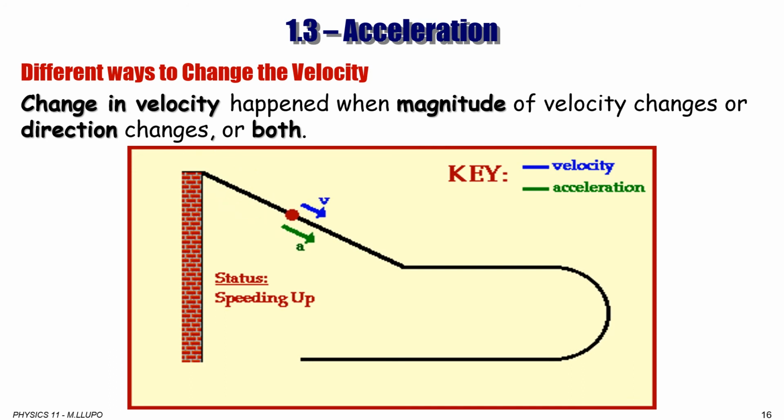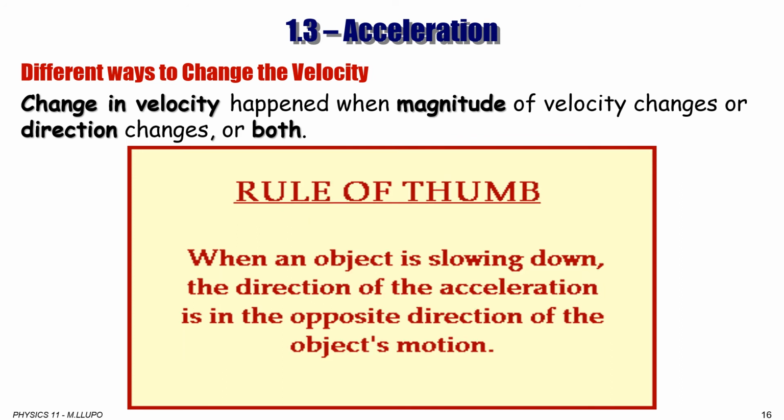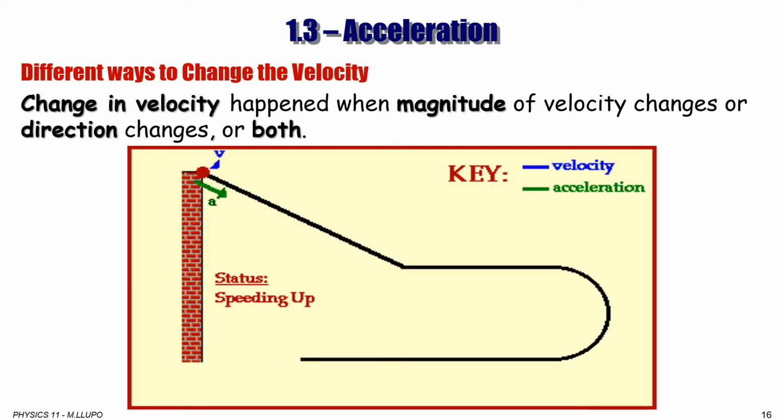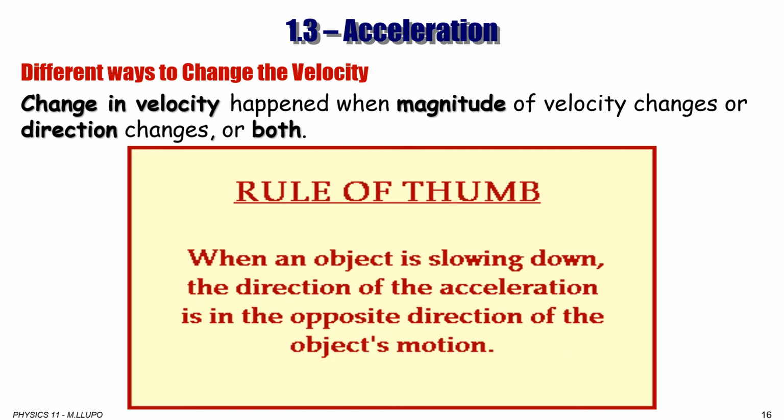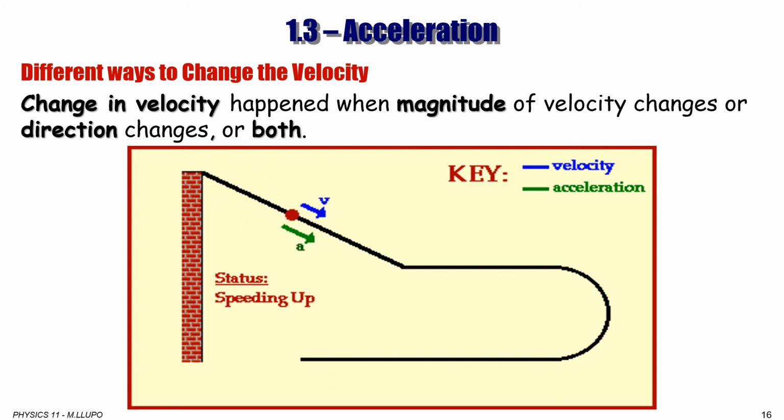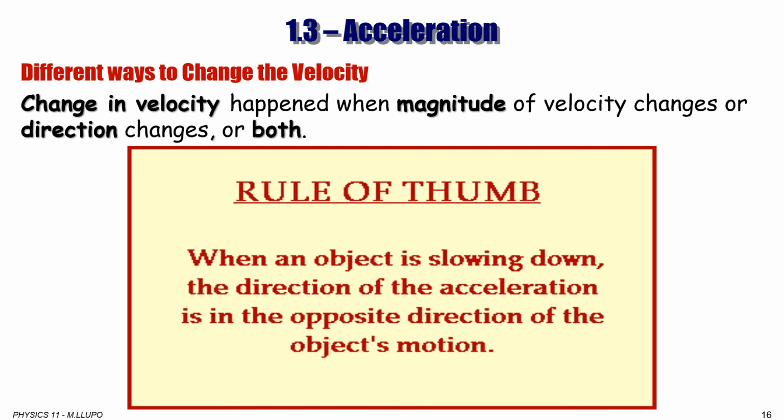Here you see an animation: when acceleration and velocity are in the same direction, the object will move faster. When acceleration and initial velocity are in opposite directions, the object will slow down. And on the curve, acceleration is always directed toward the center of that curve, and then it's slowing down because it's in the opposite direction of that motion.